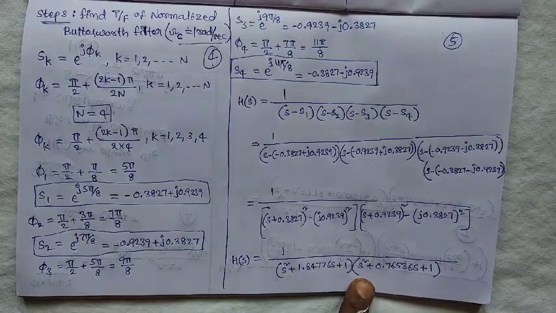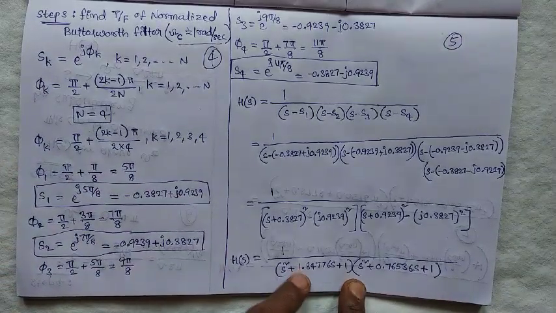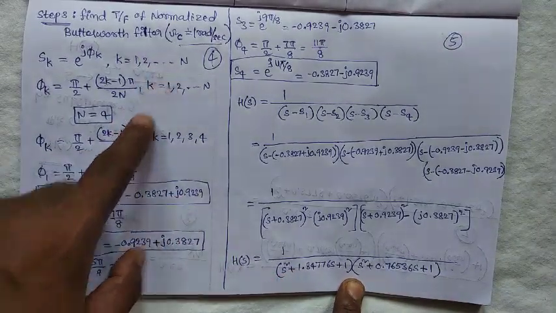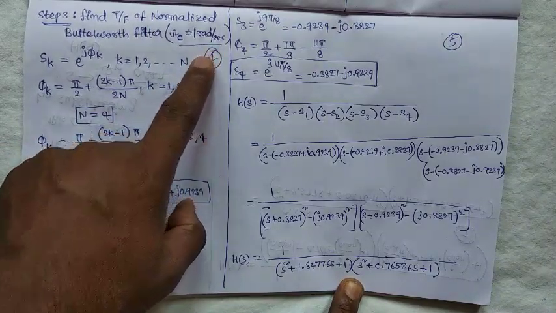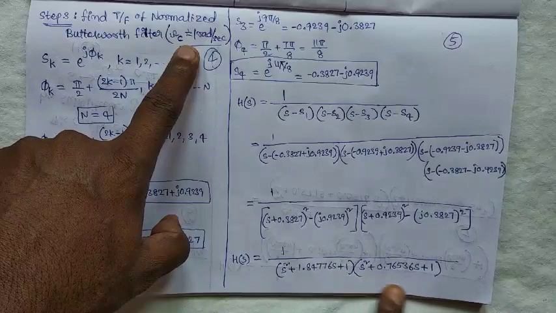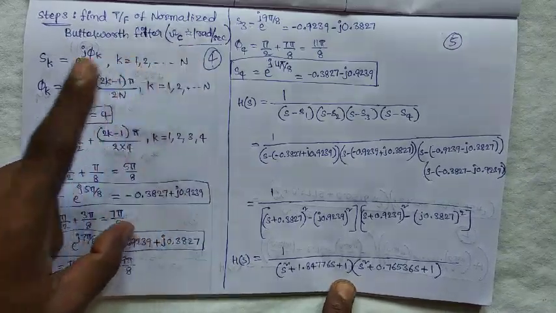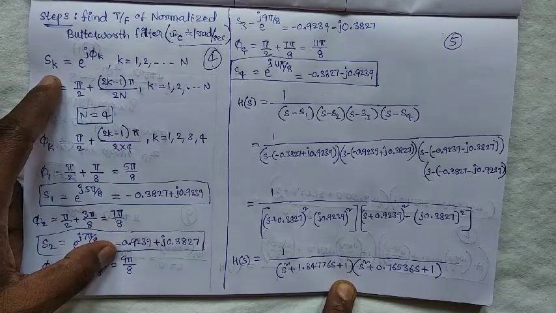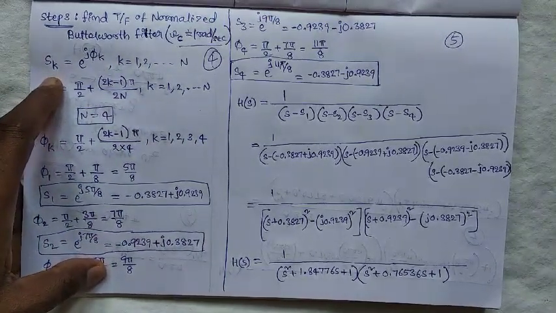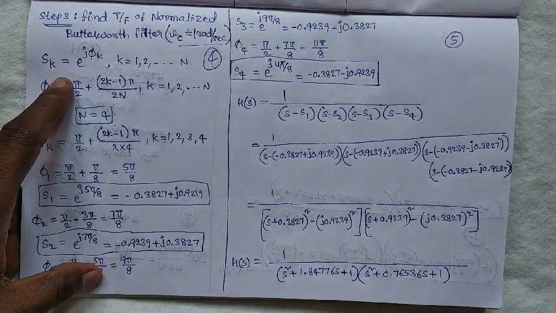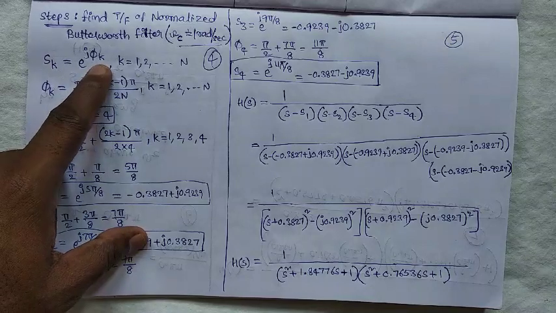And also we are determining this denominator polynomial of H of s for the normalized cutoff frequency, means omega c is equal to 1 radian per second. First of all, for obtaining this denominator polynomial of H of s, we are calculating the poles of the Butterworth filter. How can we calculate the poles of the Butterworth filter? By using this formula: s k is equal to e power j pi k.